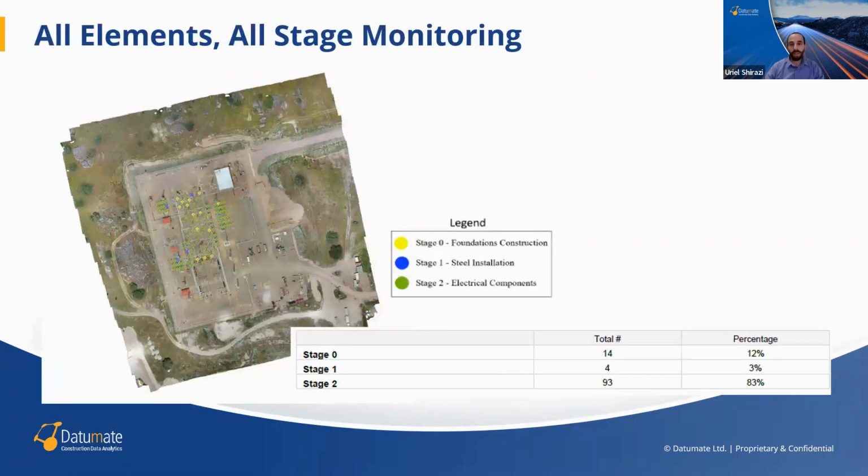Another example that we can see here provides the following information. 14 elements were completed. The foundation was completed in 14 elements. In 4 elements, the erection of the steel structure was completed, and 93 energization elements were fully installed. These are only few examples of automation that Datumate brings to the construction industry. There are many more.